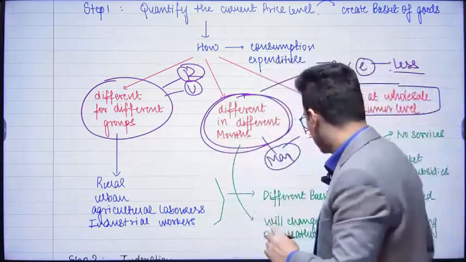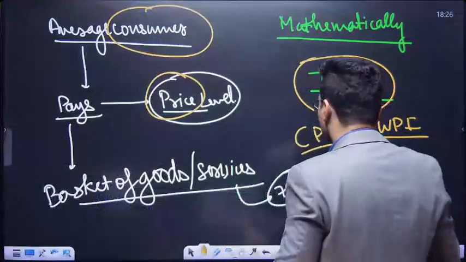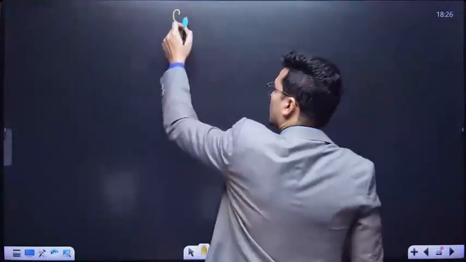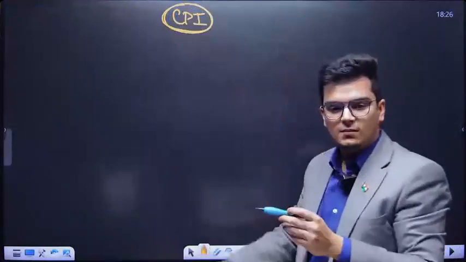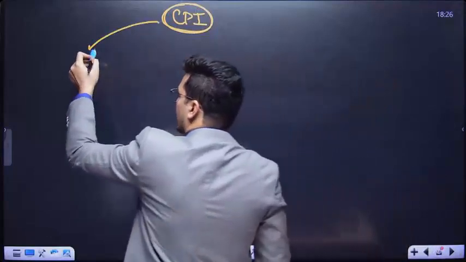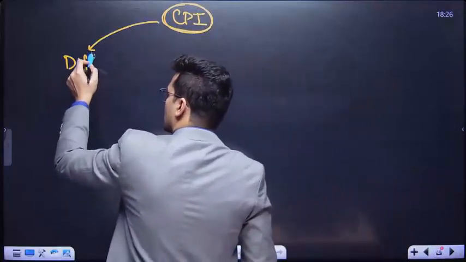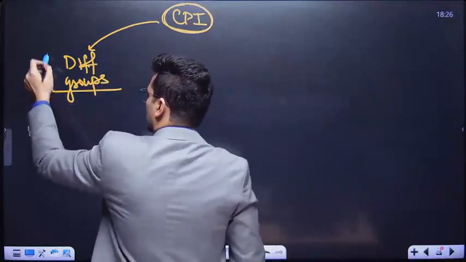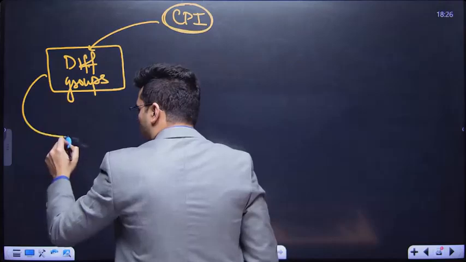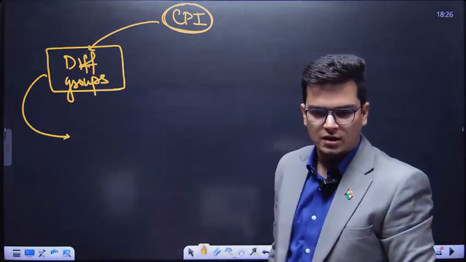ये तीन मेरी प्रॉब्लम्स हैं, इसीलिए मैं एक इंडेक्स क्रिएट नहीं कर सकता. आई कैन नॉट से कि मैं एक इंडेक्स क्रिएट कर देता हूं कॉल्ड सीपीआई, कंज्यूमर प्राइस इंडेक्स. मैं एक नहीं क्रिएट कर सकता, मुझे अलग अलग क्रिएट करने पड़ेंगे. तो अब इन तीनों प्रॉब्लम्स को सॉल्व करते हैं. द फर्स्ट प्रॉब्लम वाज दैट देयर आर डिफरेंट ग्रुप्स, बहुत सारे ग्रुप्स हैं. तो अब गवर्नमेंट ने यहां पर क्या सोल्यूशन निकाला?